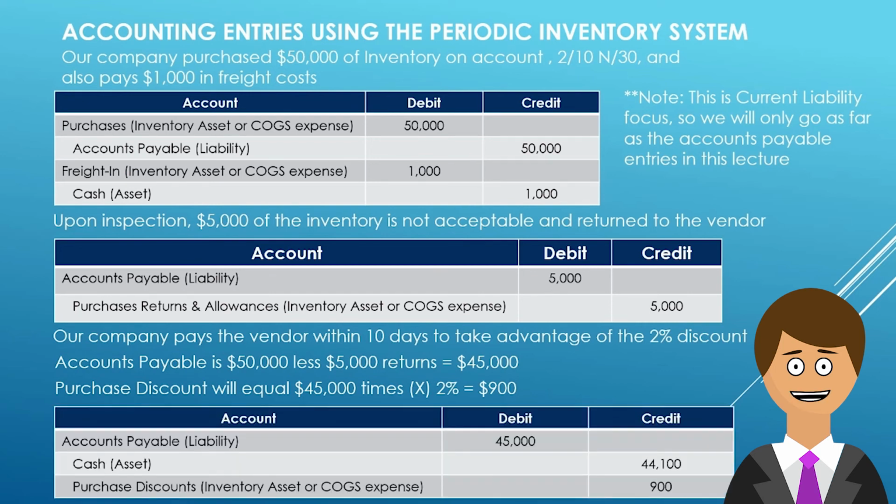So our entry is going to be accounts payable. We'll get rid of the whole $45,000 liability. We're only going to pay cash of $44,100, which is the $45,000 minus the $900. And then we're going to record that purchase discount as $900.